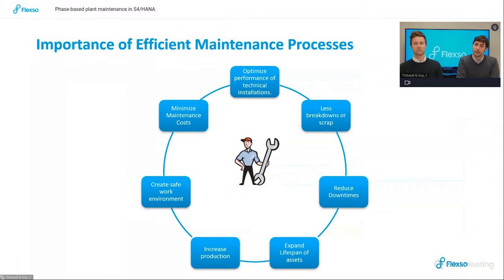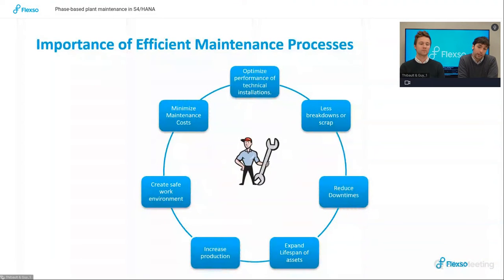First, why is maintenance important? Of course, everyone knows that machinery can sometimes break down, and we don't want that. So we want to optimize the performance of technical installations just to make sure that our machines work correctly. We don't want any breakdowns, or as few breakdowns as we can. And we don't want any scrap, or not as much as possible. So that is very important, and that is why we do it.